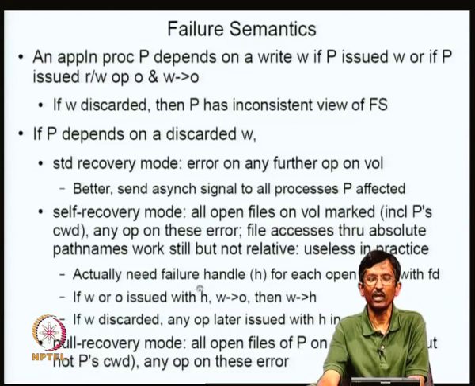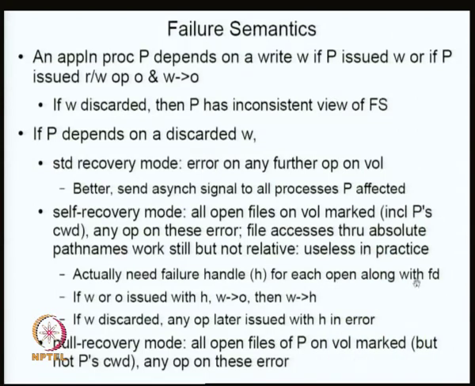What you need is something called a failure handle. That is, for each open operation, just like you get a file descriptor, you need another handle, what they call the failure handle. So, if a write or some operation is issued with this handle, and W arrow O, then the basic idea is that this H also depends on W.